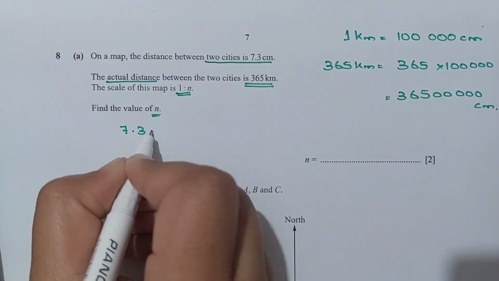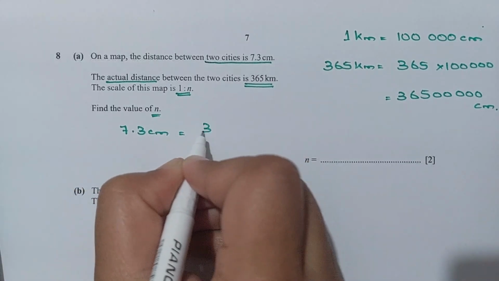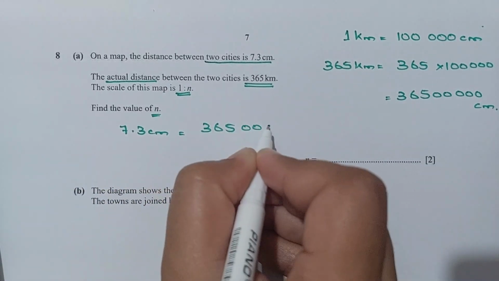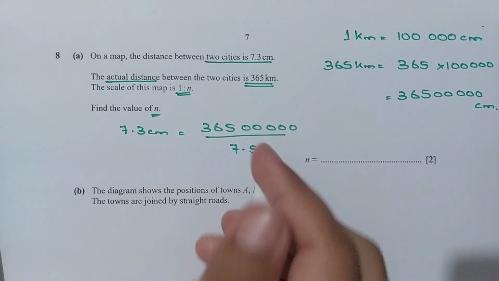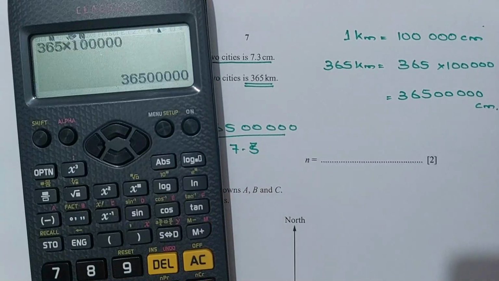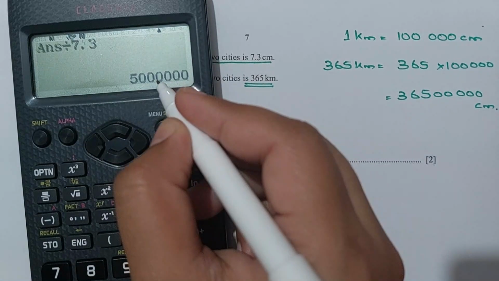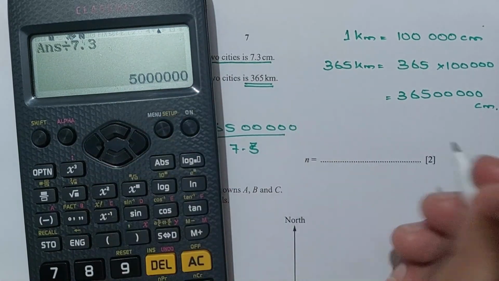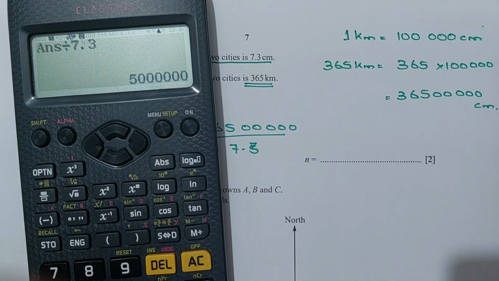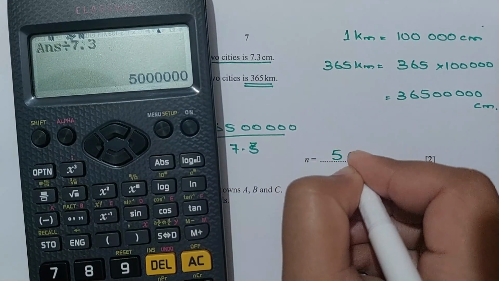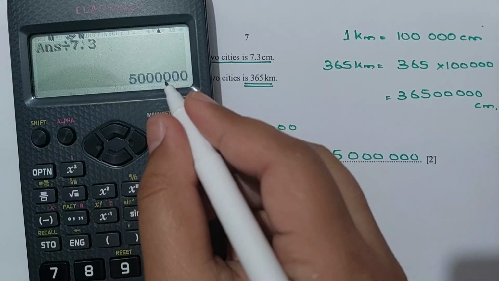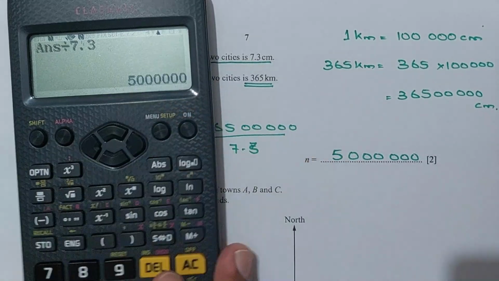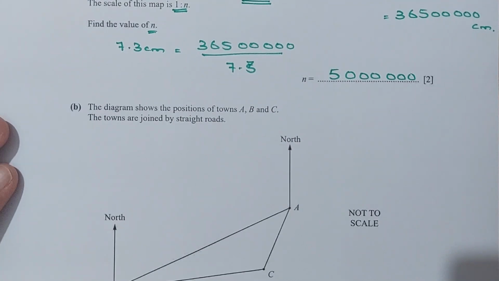So what is 7.3 centimeters? So this quantity, 365 with 5 zeros, divided by 7.3, is equal to 5 million, 5 with 6 zeros. So the value of n is 5 million.